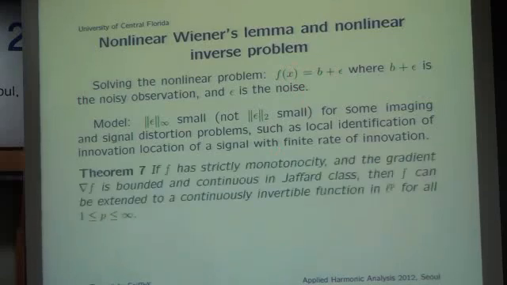So we show that if the function f satisfies a certain property, strict monotonicity, the same assumption as before, and if the gradient of f is good, uniformly continuous in the Jaffard class, then the function can extend to an invertible function in LP for any p between 1 and infinity. That means you can find the inverse in L2, and also in L-infinity, so the inverse process will be stable in L-infinity. As long as the nonlinear system has good properties and is very local, you can do that.